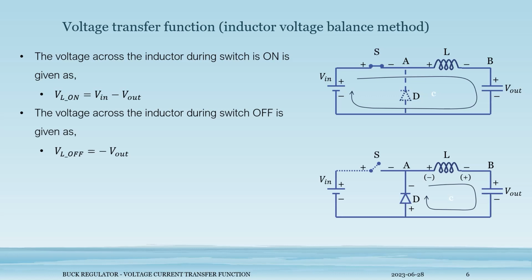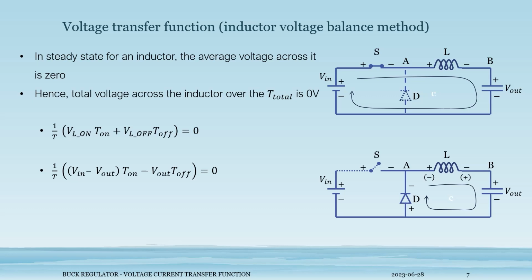Let us now look at the inductor voltage balance method. We know that when the switch is turned on, the inductor voltage is given as Vin minus Vout. When the switch is turned off, the inductor voltage is given as minus Vout. For an inductor in steady state, the average voltage across it is equal to 0. This is called the inductor voltage balance.